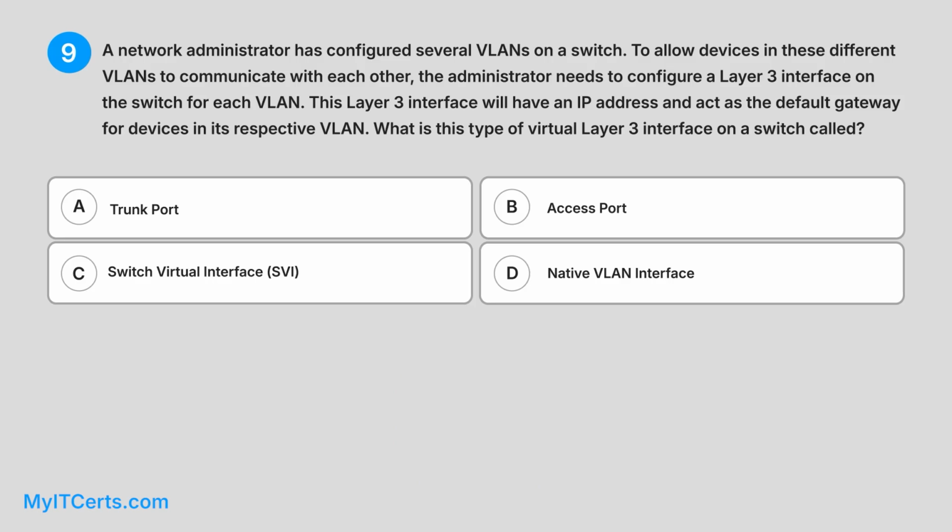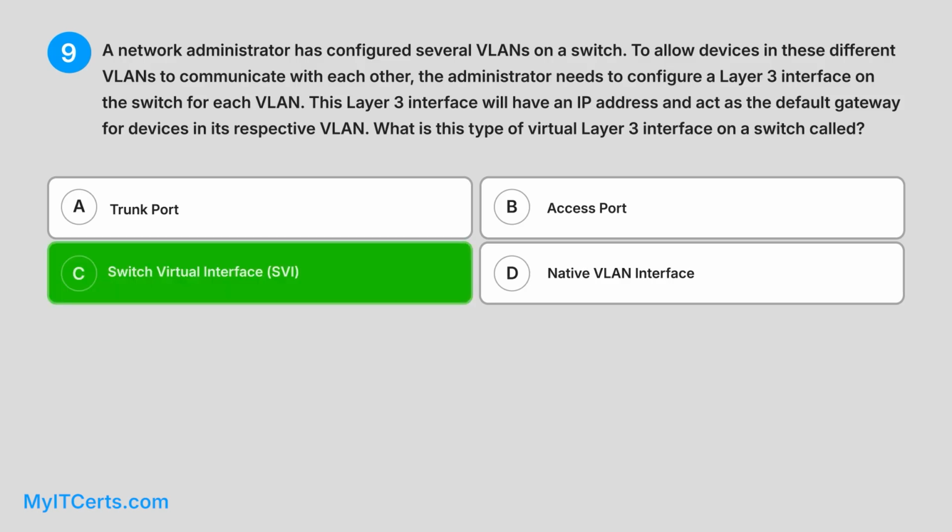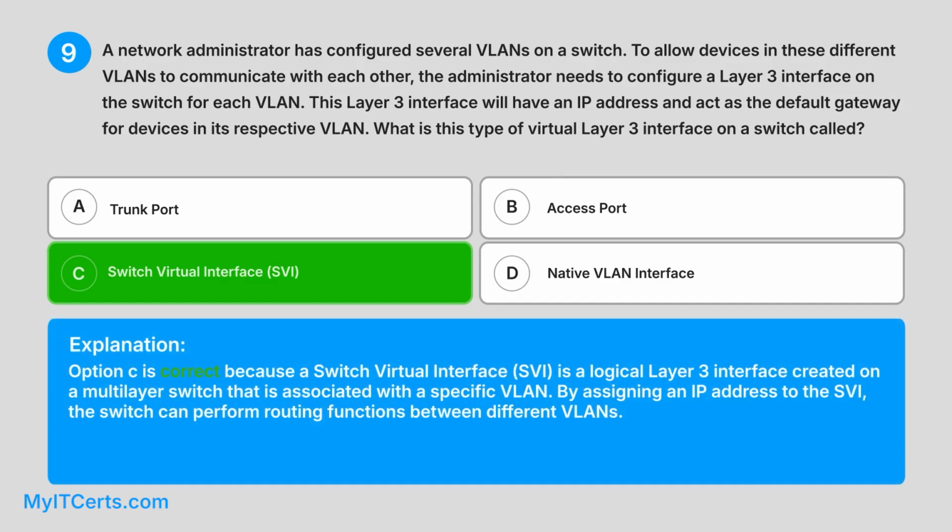Correct. Answer C. Switch virtual interface, SVI. Explanation. Option C is correct because a switch virtual interface, SVI, is a logical Layer 3 interface created on a multi-layer switch that is associated with a specific VLAN. By assigning an IP address to the SVI, the switch can perform routing functions between different VLANs.